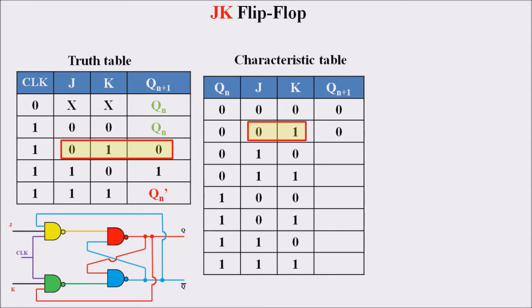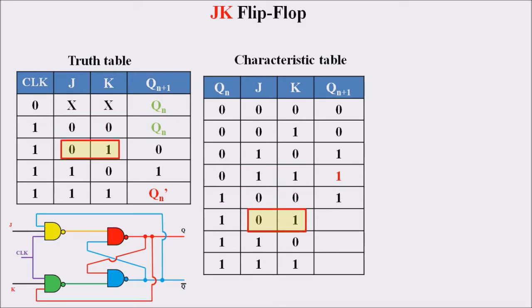If we move towards the 1, 0 condition, the output is 1, and thus the output will be 1 here. And if we move to the 1, 1 condition, in the truth table the 1, 1 condition results in an output of Qn complement. Here, in the characteristic table, the Qn value is 0, thus the Qn complement is 0 complement, that is 1. If we move towards the 0, 0 condition, it is the Qn value itself, that is, here we are dealing with a Qn of 1, and thus the output will be 1.